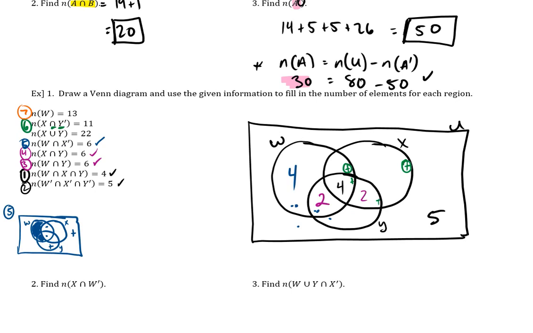Let's go to orange now, so using lots of colors. Okay, so the number of elements in W is 13. Well, W is these 4 regions inside the W circle. I do have 3 of them accounted for, which add up to 10. 4 plus 4 plus 2 is 10. So that means I need another 3 to make 13. Check. All right, it's got it.